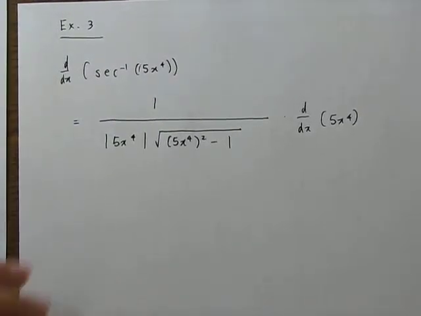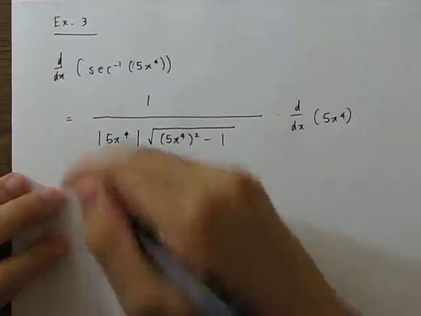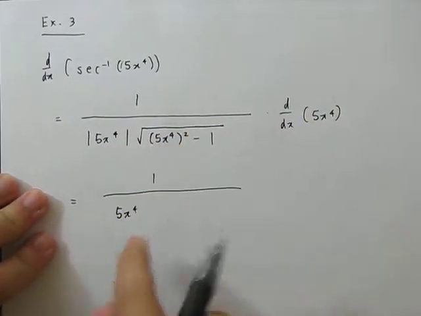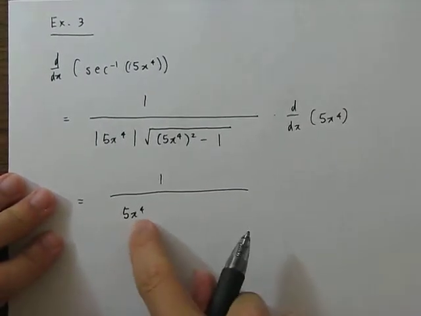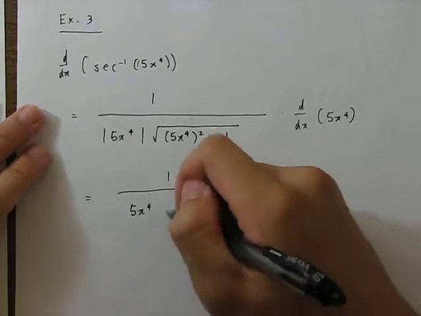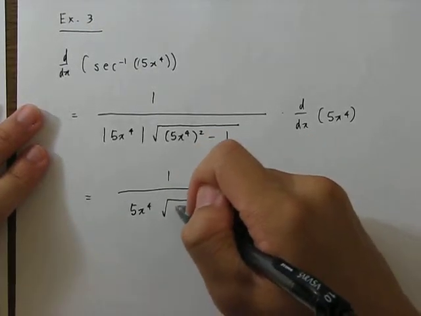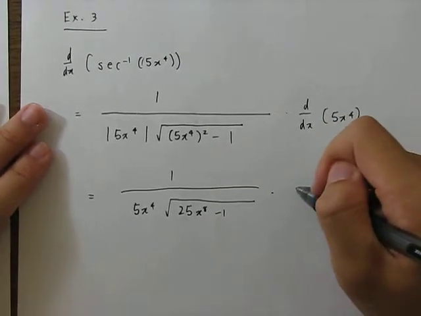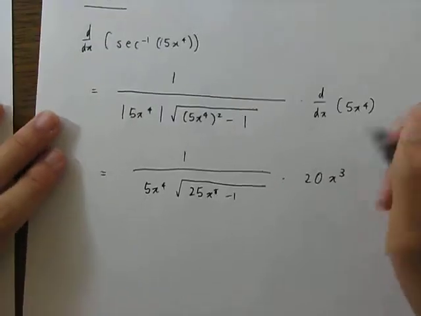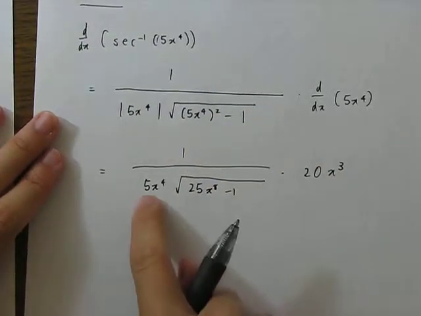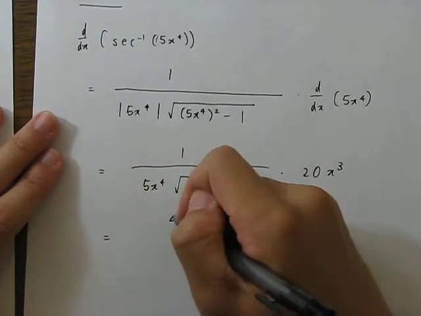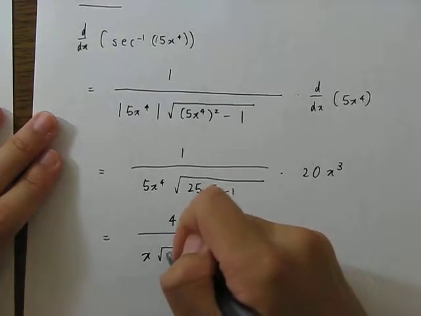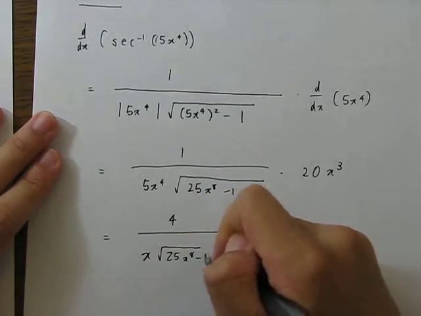Okay. So what you're going to do is, once you get to this step, you're going to open everything up. So you have 5x to the 4th. You know that it's never going to be negative because everything raised to the 4th power will always be positive, right? And on the inside, you have the square root of 25x to the 8th minus 1. All of that multiplied by 20x to the 3rd. You move that up there, your x's cancel, your 5 and 20 cancel. So in the end, you get 4 over x times the square root of 25x to the 8th minus 1.